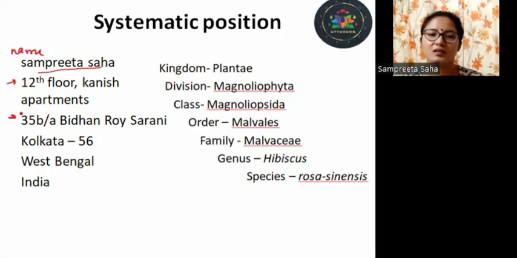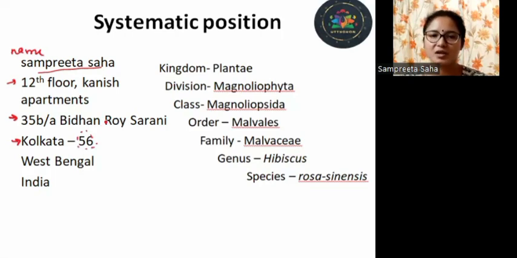Next, in the third line, you have to write the name of the street in which the house is located, isn't it? And if any other landmark or as such is there, you have to mention that also. In the next line, you have to put the district. Like I reside in Kolkata, so my district will be Kolkata. And suppose this is the pin code at which I reside.